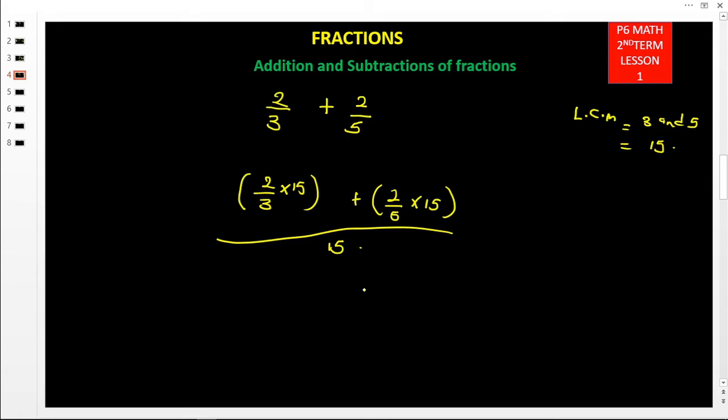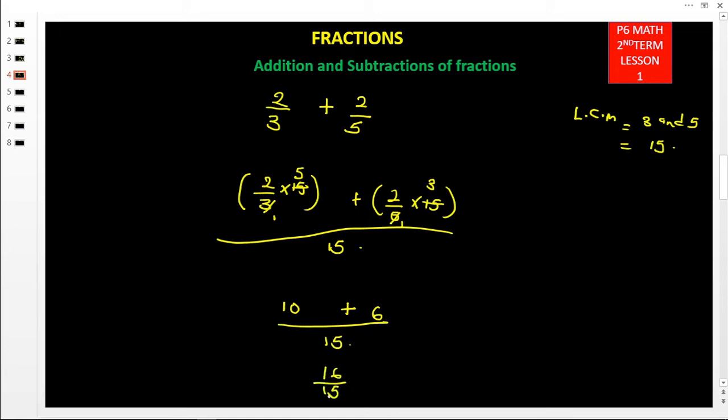Use a pen. Then here we are now going to divide. How many 3's are in 15? They are going to be 5. Then how many 5's are in 15? We have 3 5's. Then 2 times 5 here, we get a 10. Then plus 2 times 3, we get a 6 out of what we call 15. Then we are going now to add 10 plus 6, we are getting 16 out of 15.